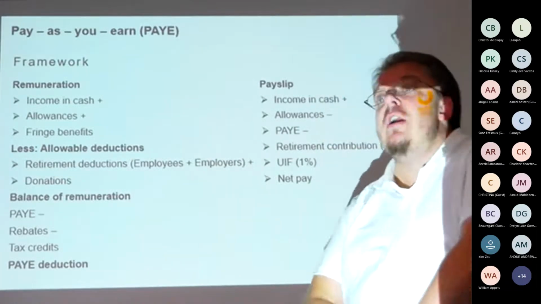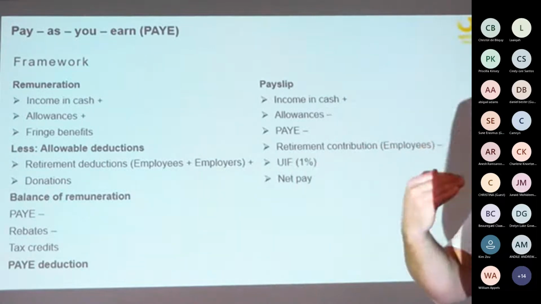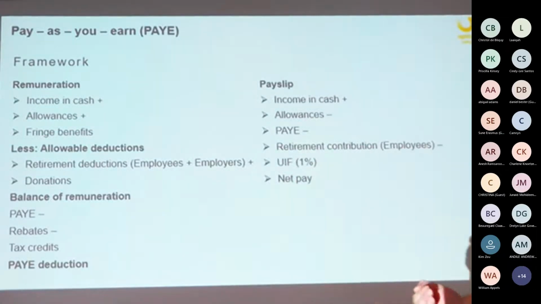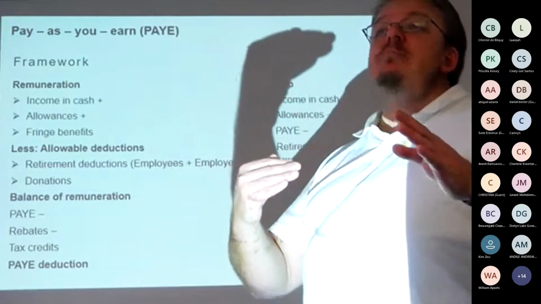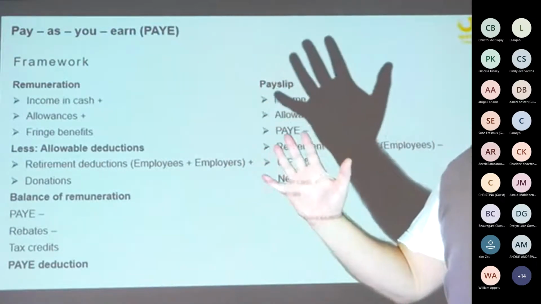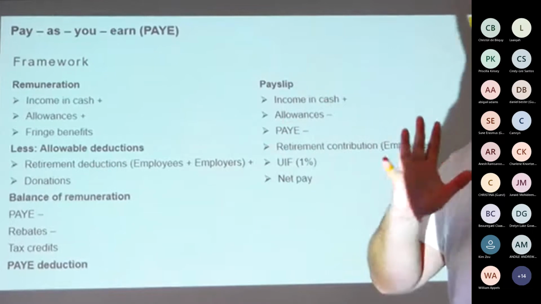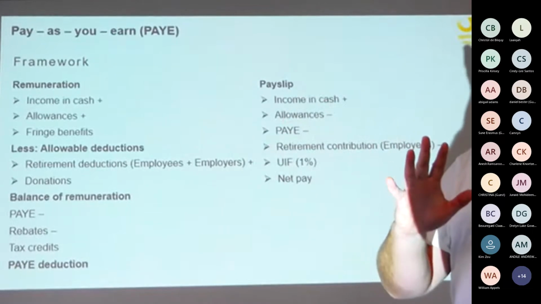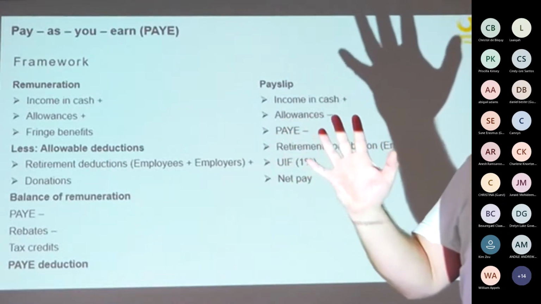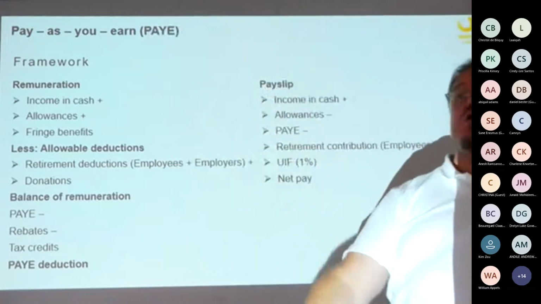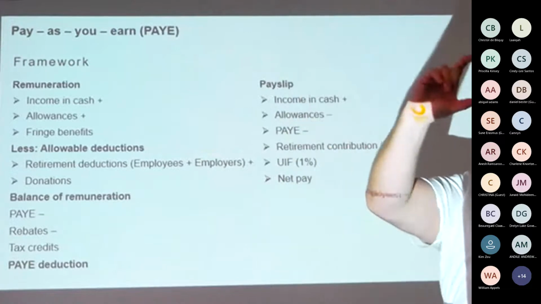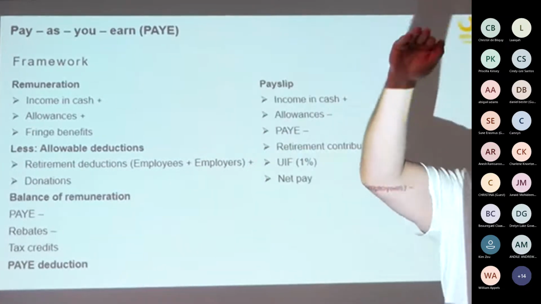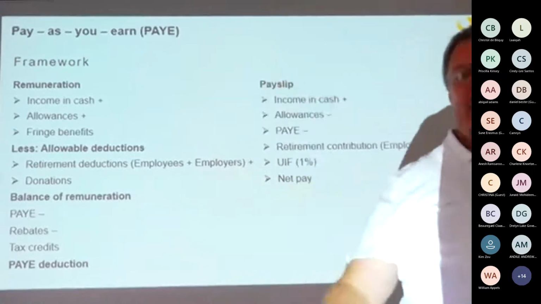And then from there on, you pay tax on a sliding scale. Which means if you earn 2 million rand a month or 2 million rand a year, your marginal tax rate is 45%. But that does not mean you pay 45% tax. Your effective tax rate is actually much less because you work on a sliding scale. For this amount, you pay 18%. For that amount, you pay 26%. For that amount, 31%, and so on, up to 45%.